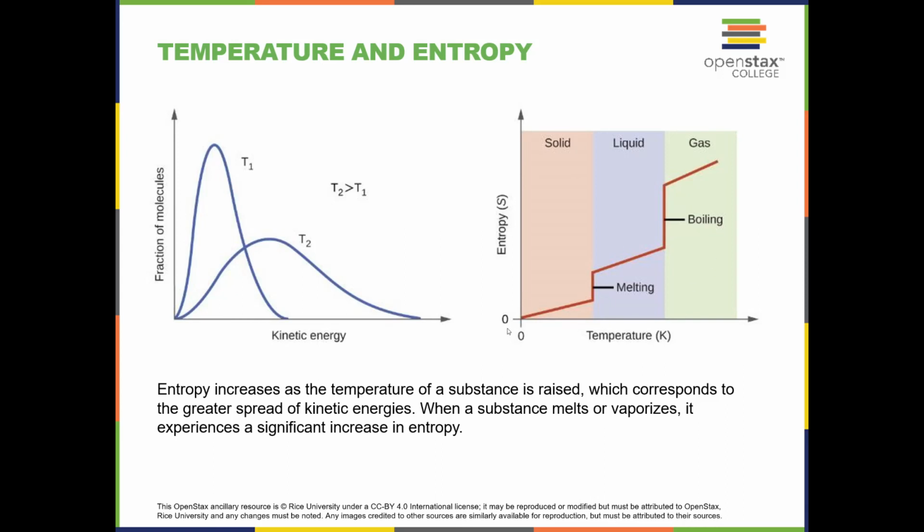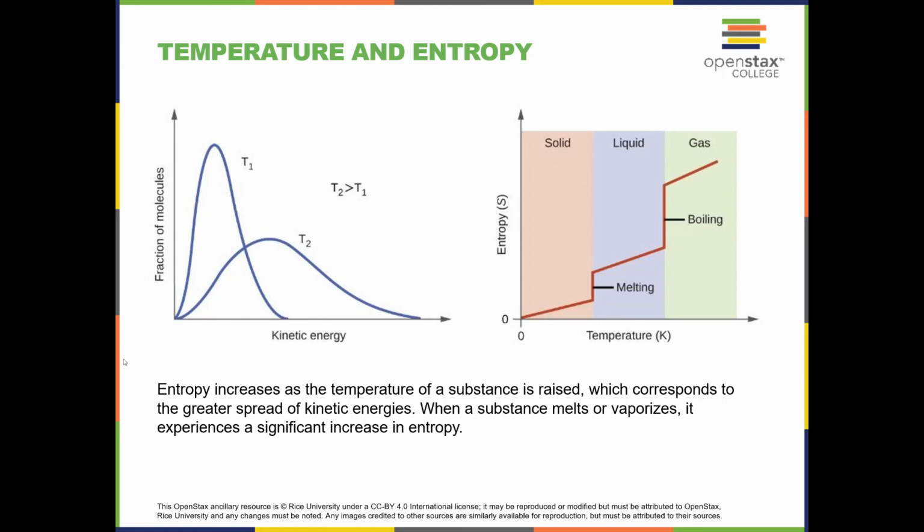So, generally speaking, as temperature increases, entropy increases. So if you're thinking of two gases at different temperatures, the one at the higher temperature will have increasing entropy. And we already talked about melting and boiling. All right.